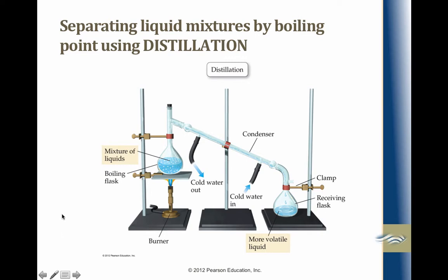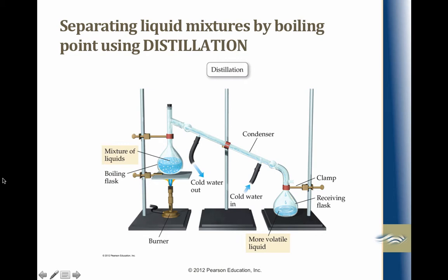Another way that liquid mixtures would be separated is by boiling, and this is a separate setup for distillation. And the idea on distillation is that we have these liquids mixed, but the compounds differ on boiling point, and so we'll slowly increase the temperature, and then they'll come off one at a time. The low boilers will come off first.